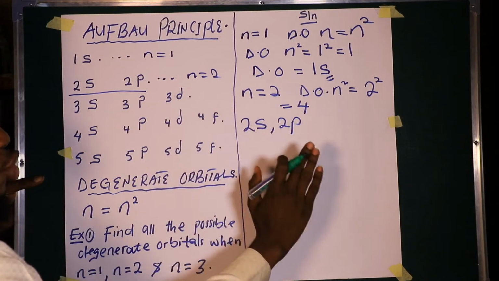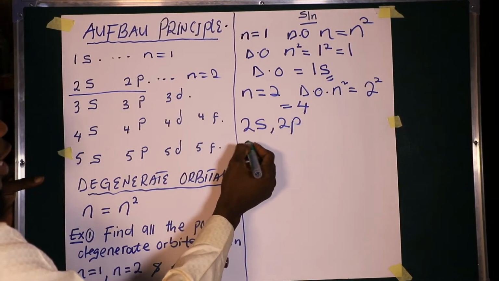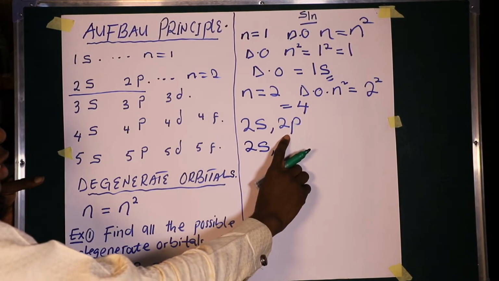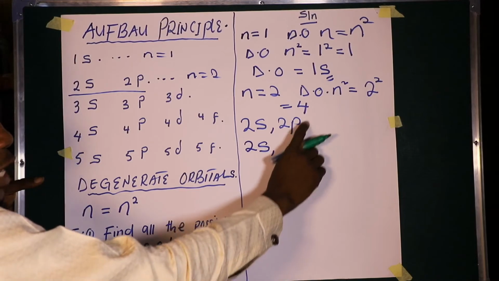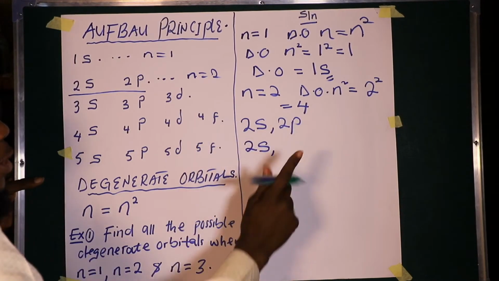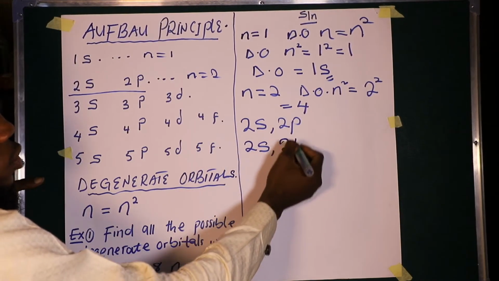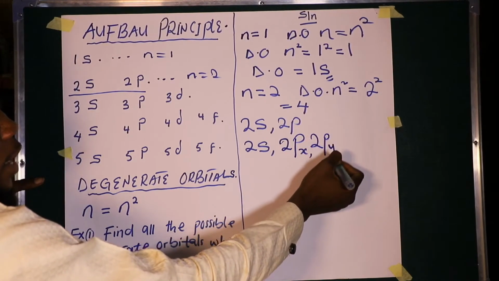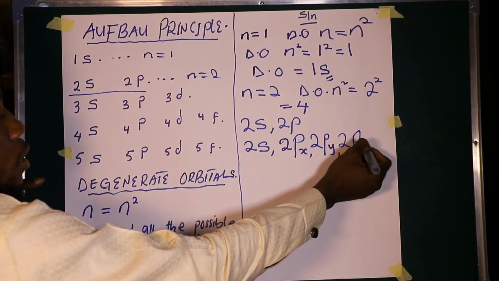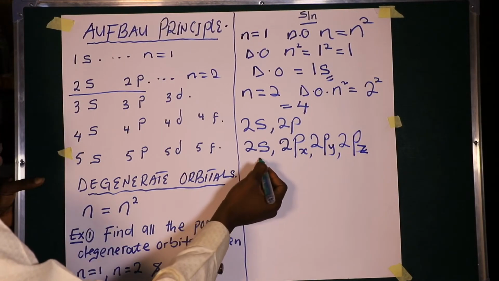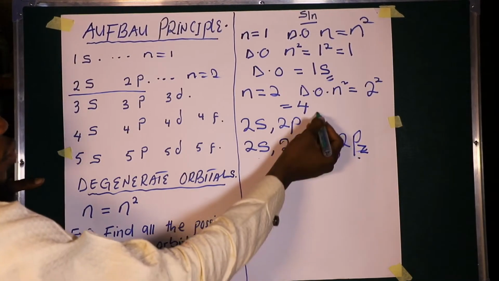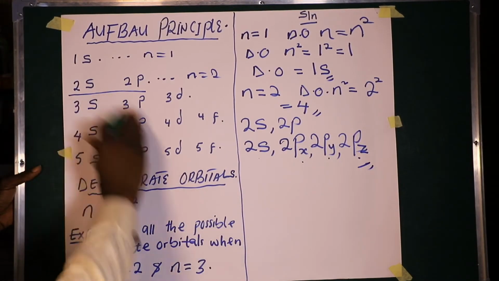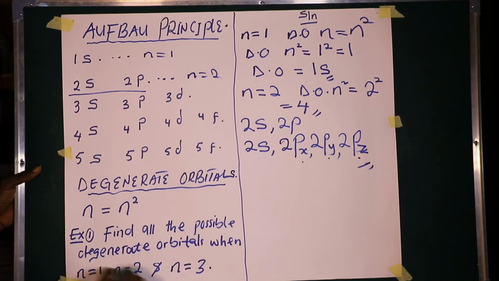We know 2s, from our previous video, has no suborbitals. We take it down, 2s. But 2p, we know from our previous video, has 3 suborbitals. So now we are writing 2px, 2py, and 2pz. So when we count 2s, 2px, 2py, 2pz, it is 4. That means we obtain our 4 orbitals from the Aufbau diagram.